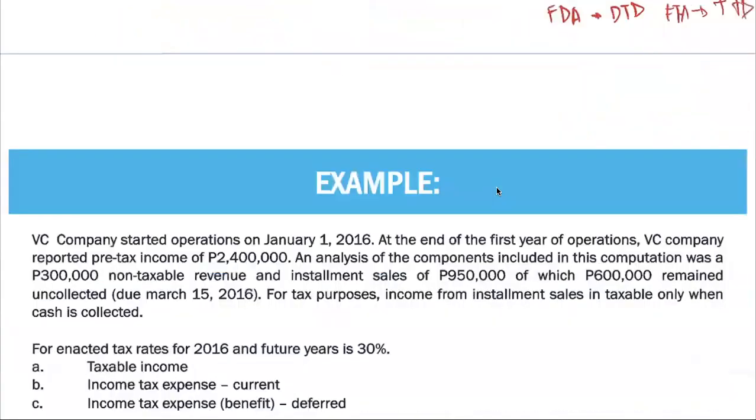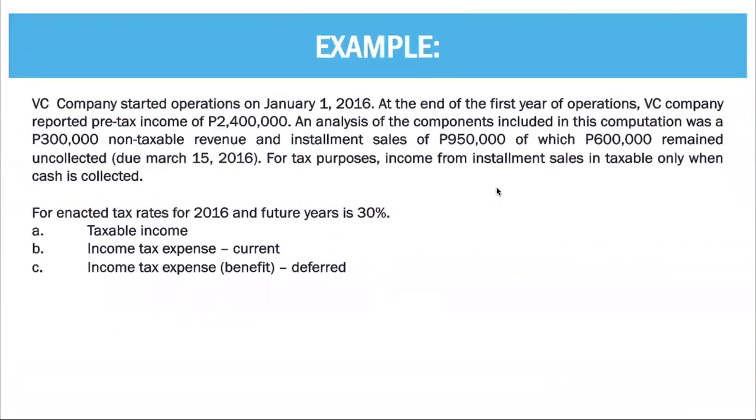Okay? Let's have an example. Let's just make use of this one example. VC Company started operations on January 1, 2016. At the end of the first year of operations, VC Company reported pre-tax income of 2.4 million pesos. An analysis of the components included in this computation was a 300,000 non-taxable revenue and installment sales of 950,000, of which 600,000 remained uncollected during March 15, 2016. For tax purposes, income from installment sales is taxable only when cash is collected. Okay, so we have here 2.4 million. That is your accounting income.